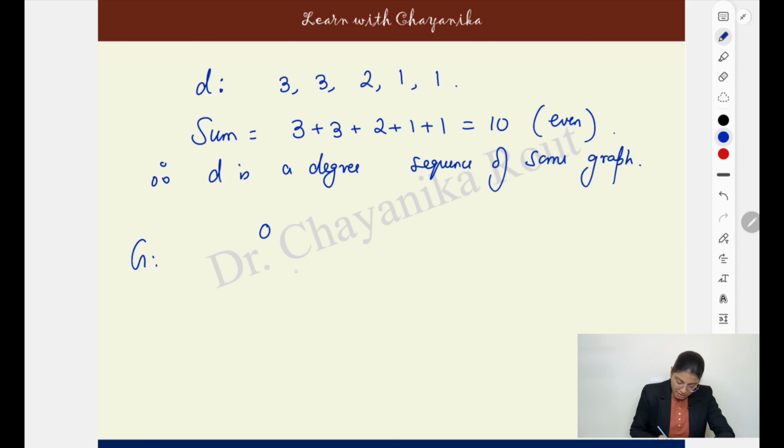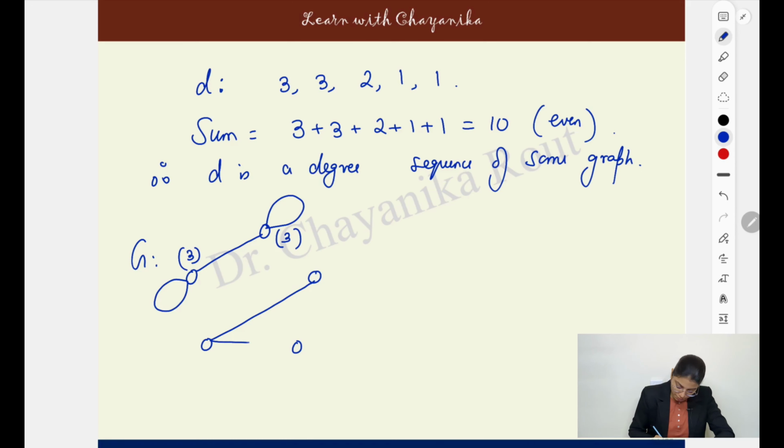There are 5 vertices in the graph as there are 5 terms in the sequence. 2 vertices have degree 3 each, so I can make a loop at 2 vertices and make them adjacent, so that both of them will have the degree 3. There is a vertex having degree 2 and there are 2 other vertices which are leaves. See, this is a graph which satisfies this degree sequence D, 3, 3, 2, 1, 1. Now here I have taken the help of a loop.